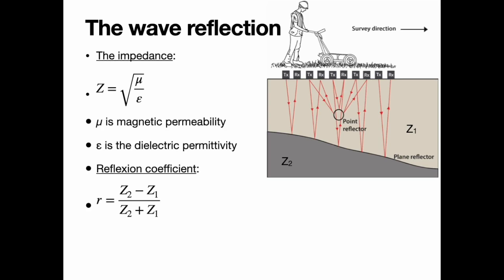If you have two materials, such as here, there will be a contrast of impedance, and that's what will control the reflection. So R is the reflection coefficient, and it's equal to Z2 minus Z1, the contrast in impedance, divided by Z2 plus Z1. It's also obvious to see that if Z1 is equal to Z2, this reflection coefficient vanishes. It goes down to 0.